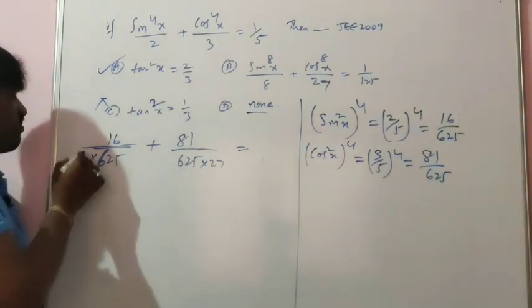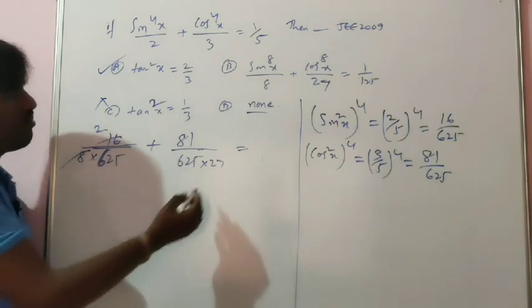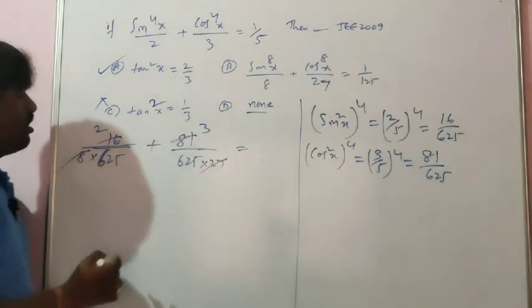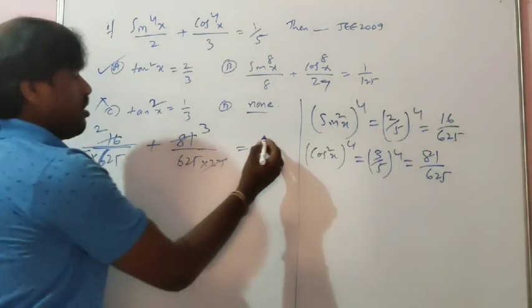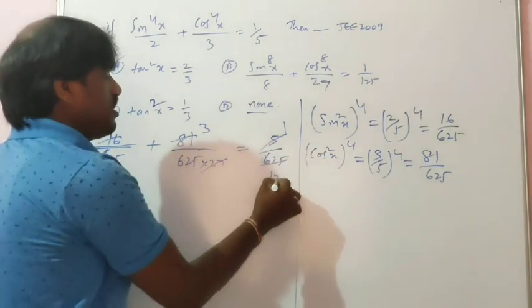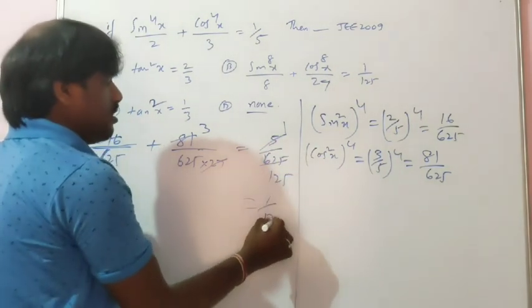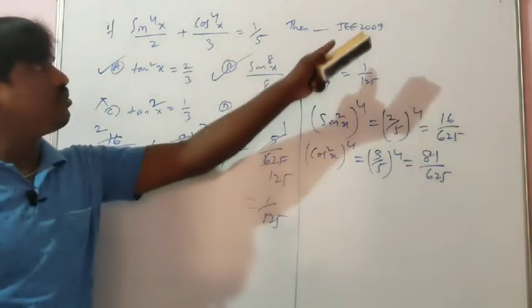Let's see here: 8 ones are 8, the twos get cancelled. 27 ones are 27, the threes get cancelled. So 625 is the LCM, and I got 5 by 625, that is 1 upon 125. It's right, exactly. So option B is also right. Options A and B are the right answers for the JEE 2019 question.